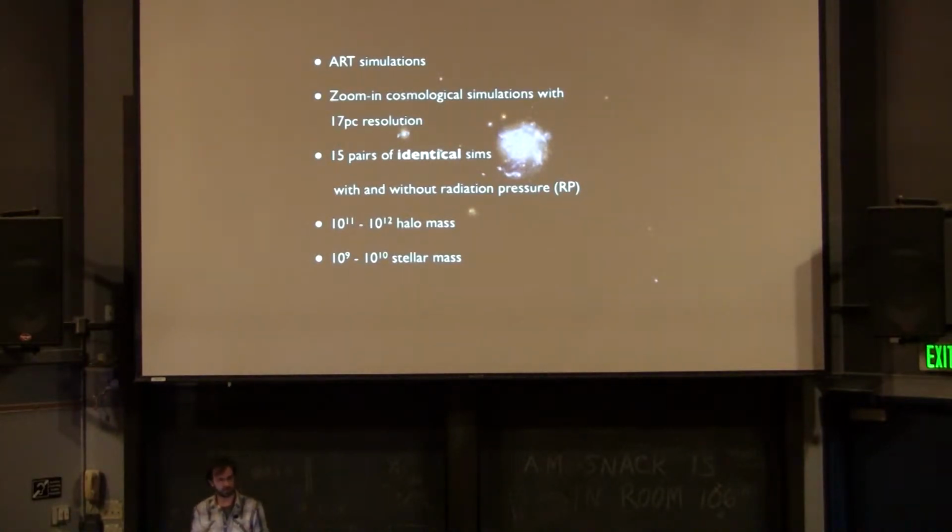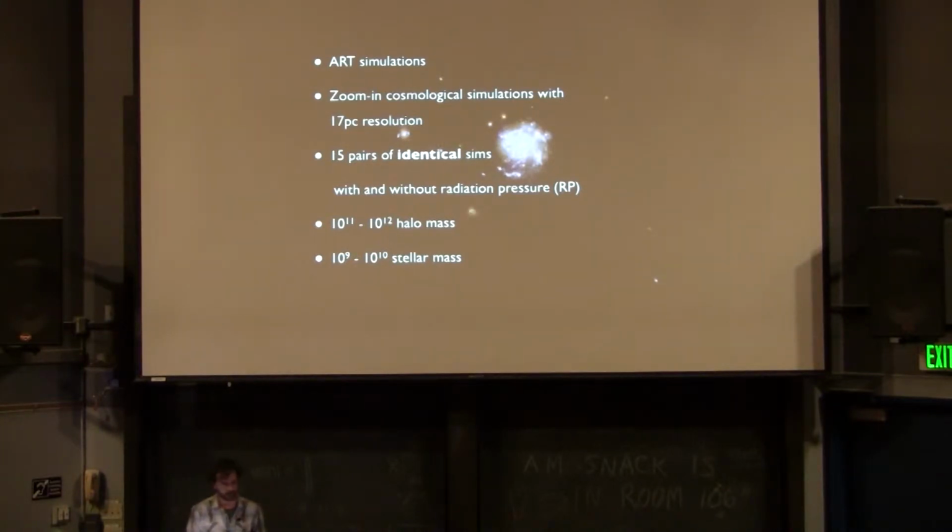The only difference between them is that some have radiation pressure turned on and some of them have it turned off. Otherwise, the way the galaxy forms is completely identical. You have the same major mergers, the same dark matter backbone, and the same formation history. The simulations are around 10 to the 11, 10 to the 12 halo mass, which means 1 to 3% of that mass is in stars, so their stellar mass is something like 10 to the 9, 10 to the 10.